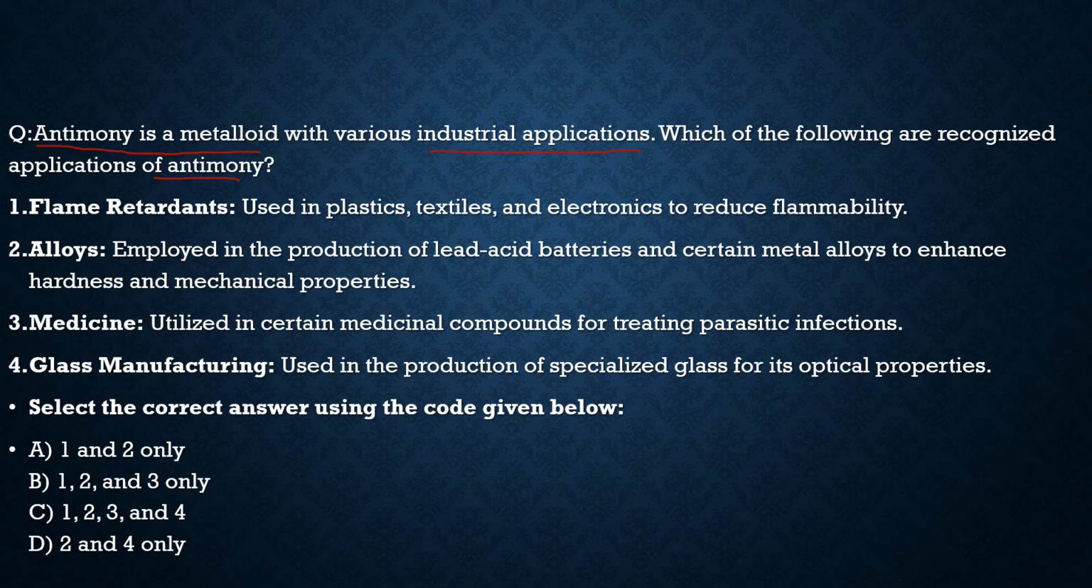What are the various industrial applications? First, it is used as a flame retardant, used in plastics, textiles and electronics to reduce flammability. 100% correct, nothing wrong with this statement. Second, alloys, employed in the production of lead acid batteries and certain metal alloys to enhance hardness and mechanical properties. 100% correct, it is used as an alloy. Third, medicine, utilized in certain medical compounds for treating parasitic infections. 100% correct. Statement 4, glass manufacturing, used in the production of specialized glass for its optical properties. 100% correct. So with respect to this question, all the statements are correct.